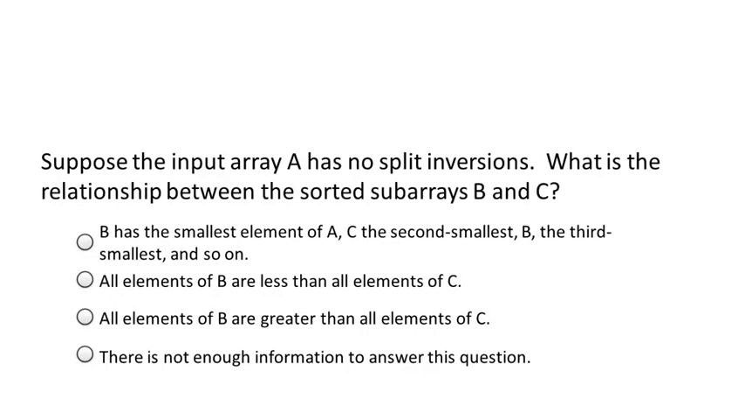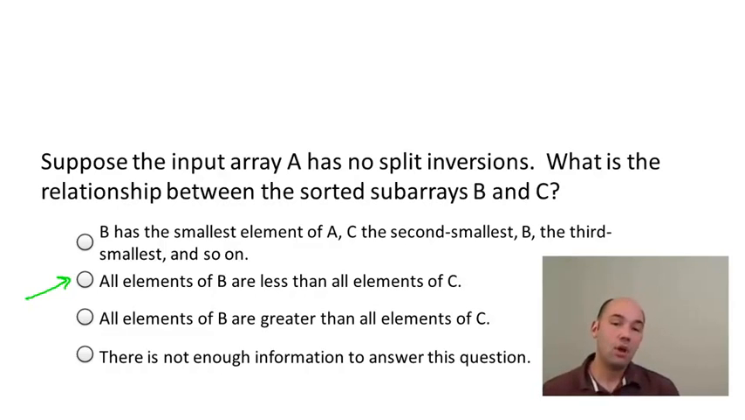The correct answer is the second one, that if you have an array with no split inversions, then everything in the first half is less than everything in the second half. Why? Well, consider the contrapositive. Suppose you had even one element in the first half which was bigger than any element in the second half. That pair of elements alone would constitute a split inversion. Okay, so if you have no split inversions, then everything on the left is smaller than everything in the right half of the array.